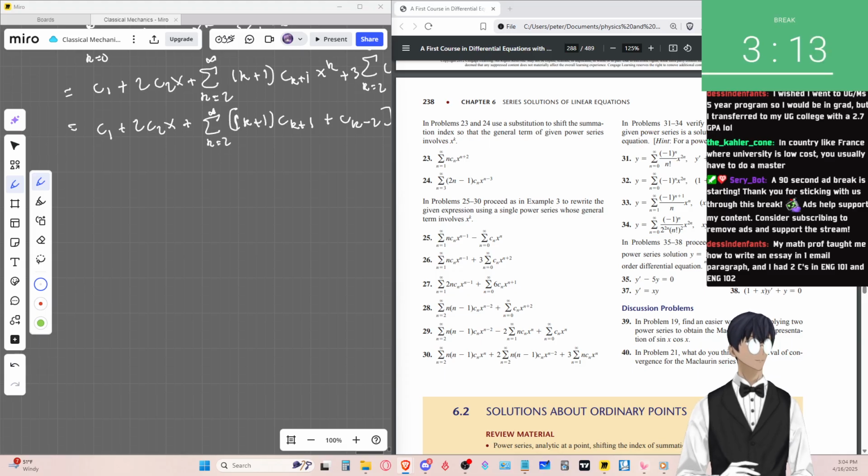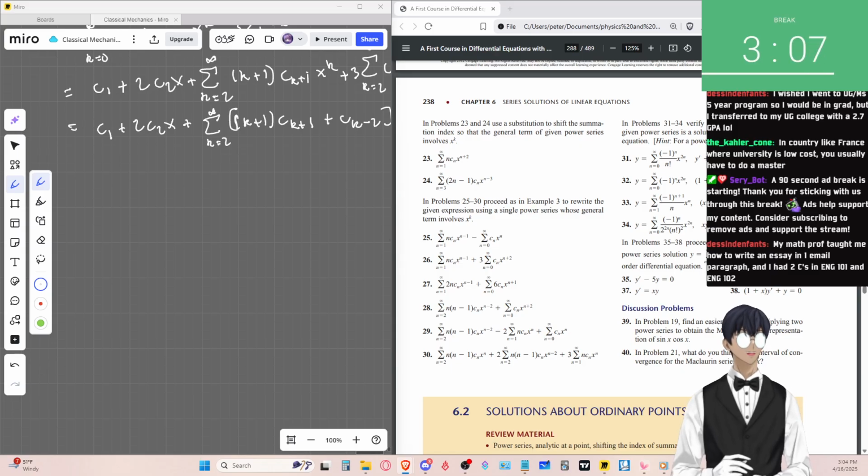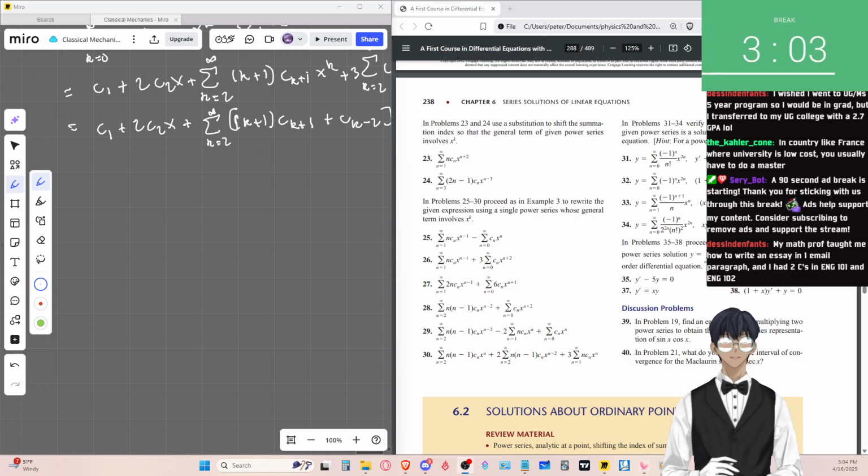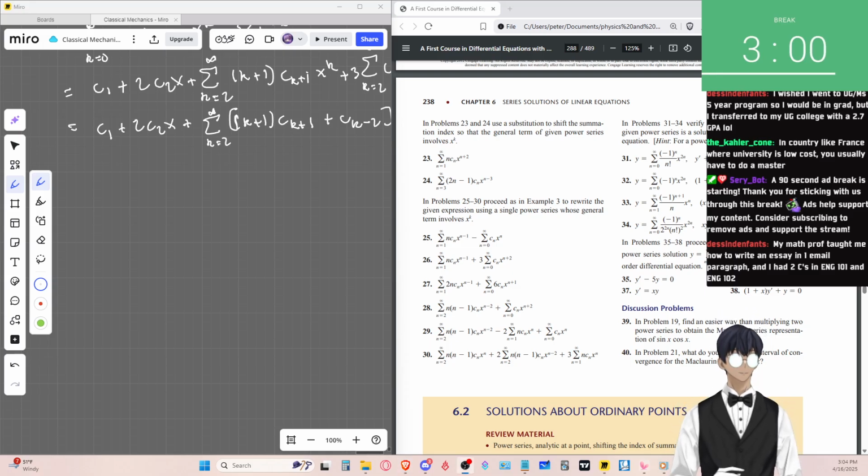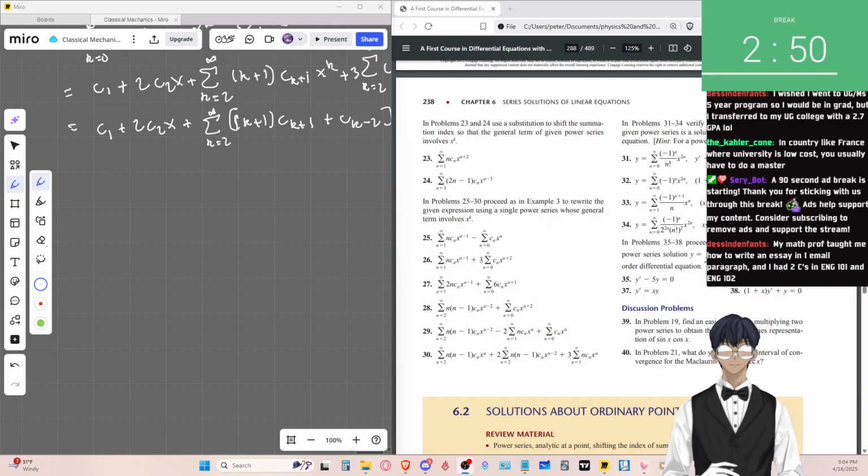In a country like France, where university is low cost, you usually have to do a master's. That is understandable. I get that, especially if it's low cost. In the US, yeah, we do charge too much for tuition, I think. And also, I think in the US, we squander education a lot.